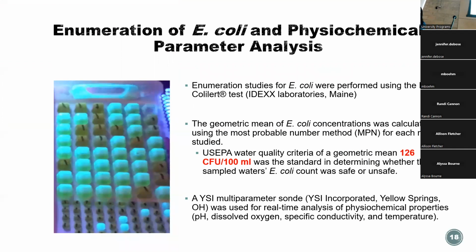So for the enumeration of E. coli and the physiochemical parameter analysis, we used the IDEXX Colilert test at 35 degrees for 24 hours. And the geometric mean of the E. coli concentrations were calculated using the most probable number method for each month studied. The US EPA criteria, the 5-day geometric mean of 126 CFU per 100 milliliters, was the standard in determining whether these sampled waters where the E. coli counts were safe or unsafe. And this geometric mean was used to calculate the central tendency where a large group of numbers may vary.